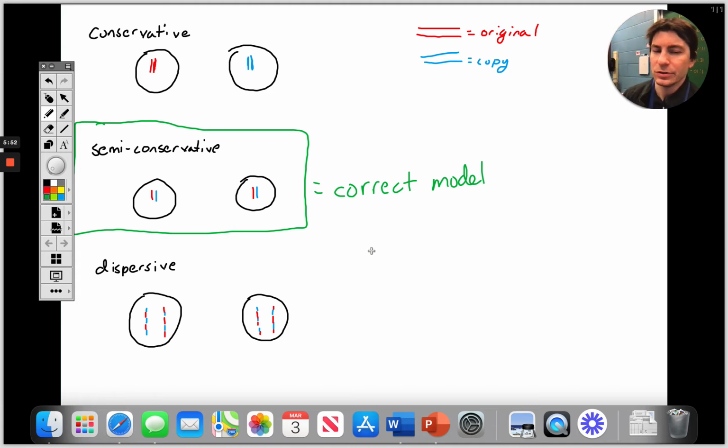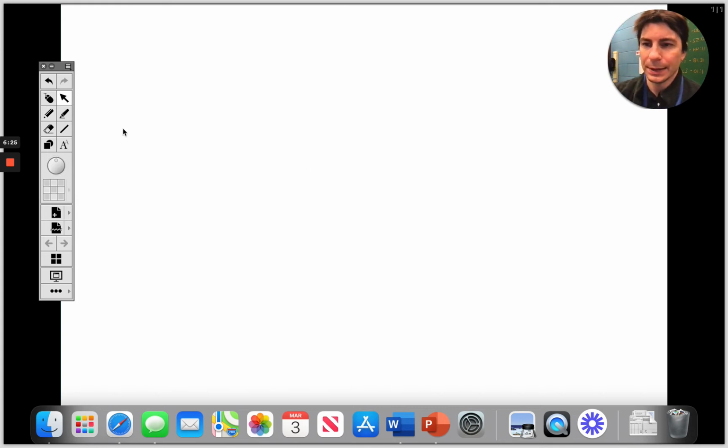What they did is they used isotopes, just heavy isotopes, in order to determine which one of these was correct. So they found that using the isotopes, when the cells replicated, we had some of that isotope in each one of them. Okay, so that's how they found out it was semi-conservative. Dispersive, we're probably going to have a lot of mutations in that one, so we don't want that.